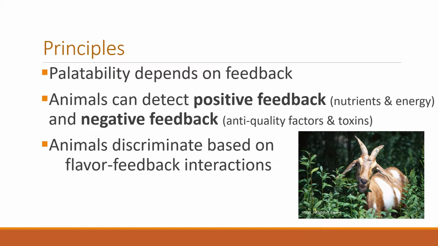So here's a couple principles. Palatability depends on feedback. Animals can detect positive feedback from nutrients and energy, and they can also detect negative feedback, such as that gained from anti-quality agents or secondary compounds. We talked about toxins that make animals sick, such as terpenes. So that would be an example of negative feedback. Animals distinguish between the good and bad foods because of these flavor and feedback interactions. So we're always going to be talking about how flavor is tied to feedback.